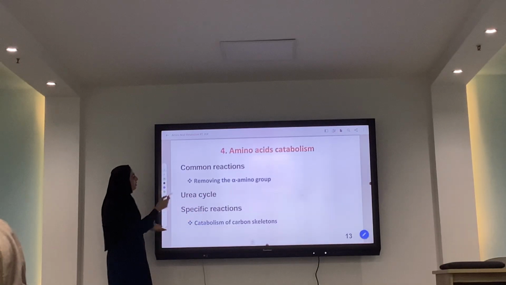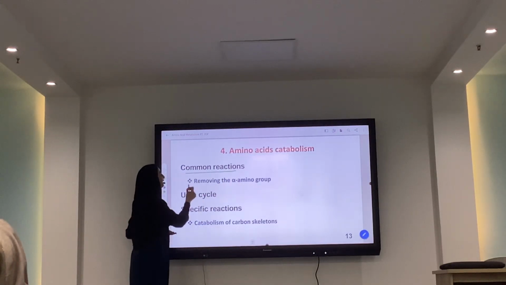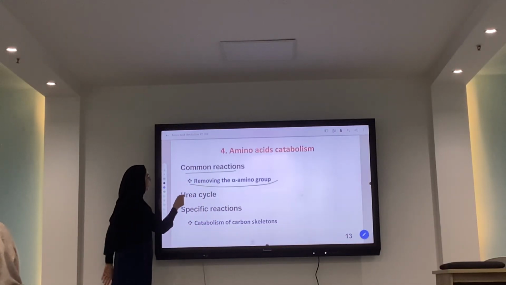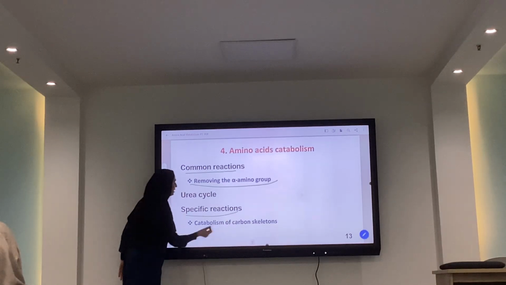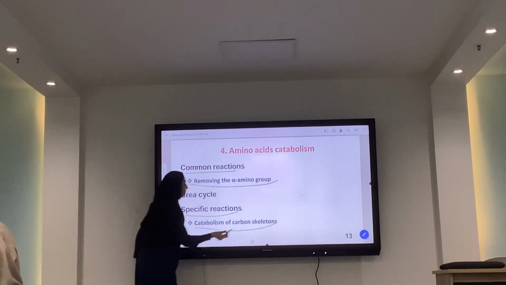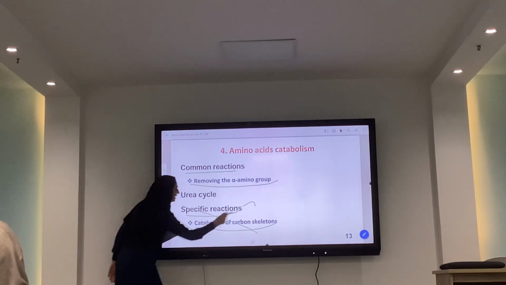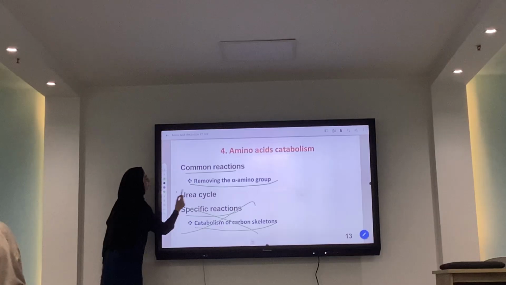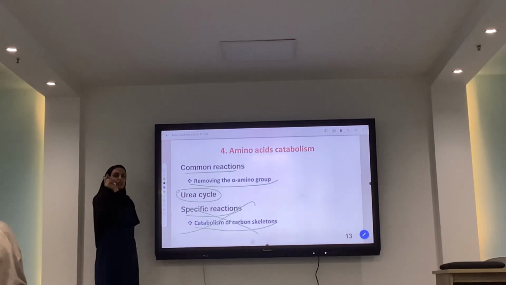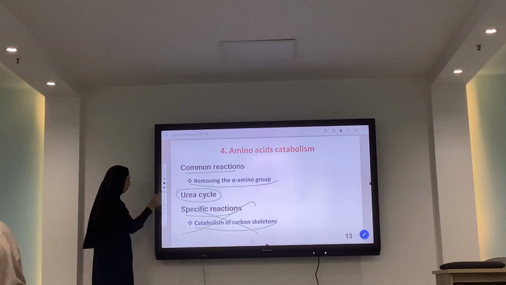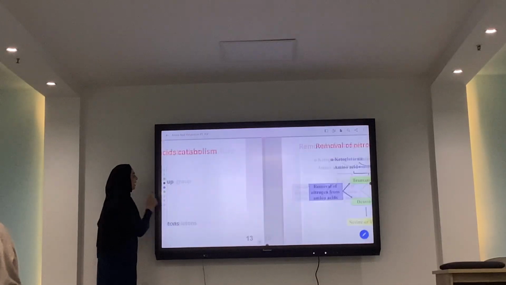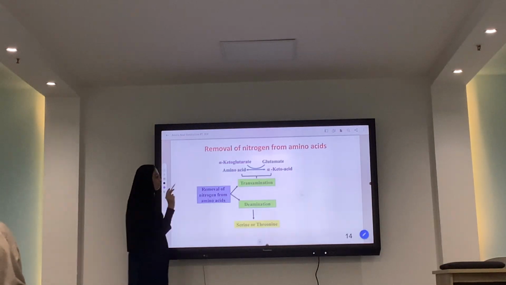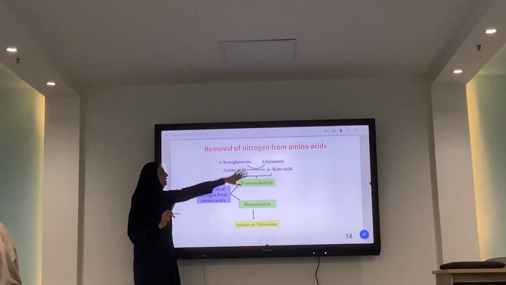What is happening? We have some common reactions that are related to the removal of the alpha amino group, and some specific reactions that are related to catabolism of the carbon skeleton. I won't explain it to you. And other things, we have the urea cycle, I just mentioned a little bit for your understanding and to know about the mechanism of urea. Guys, this slide just tells you, it's not important to know the mechanism.